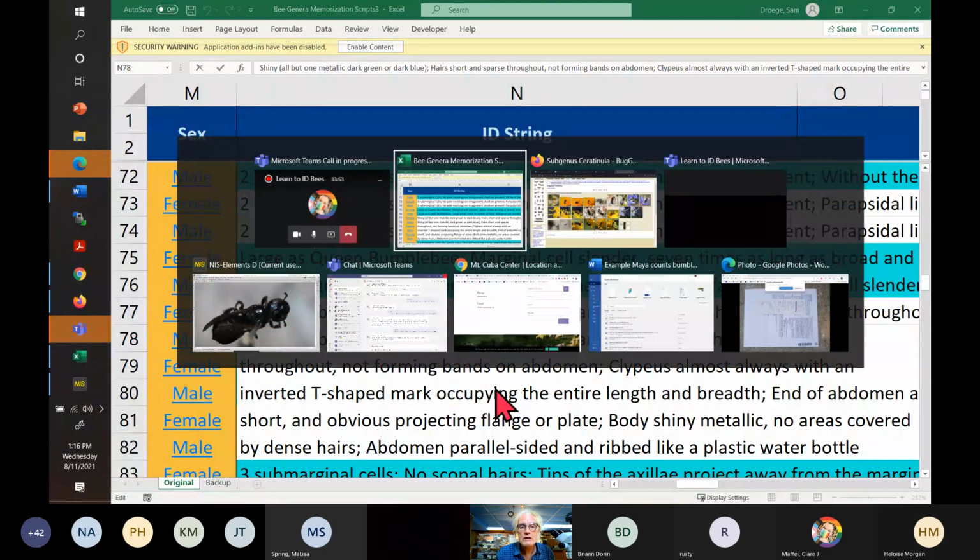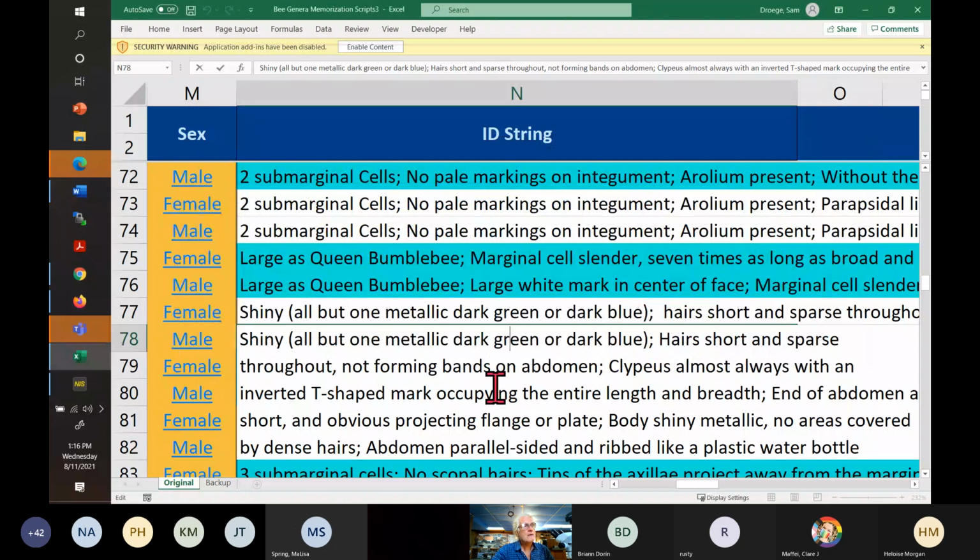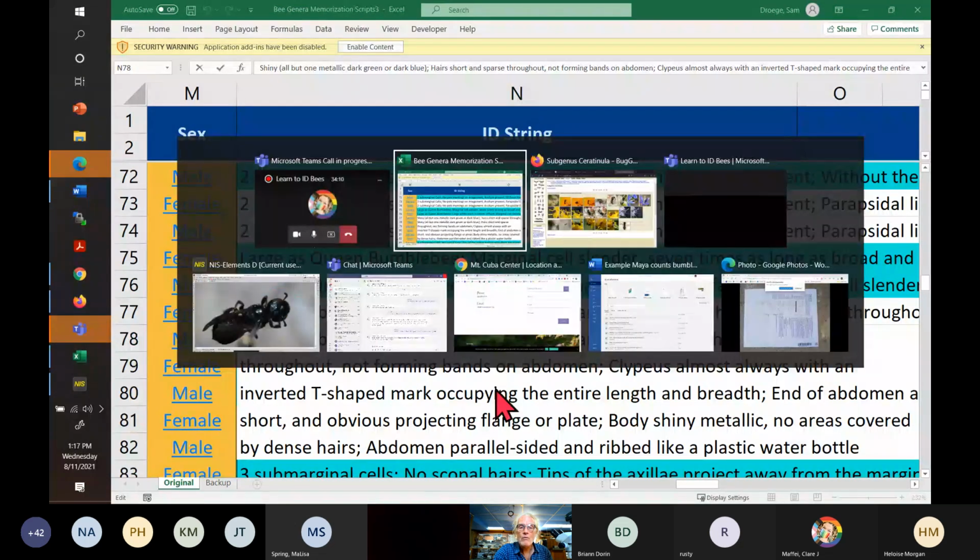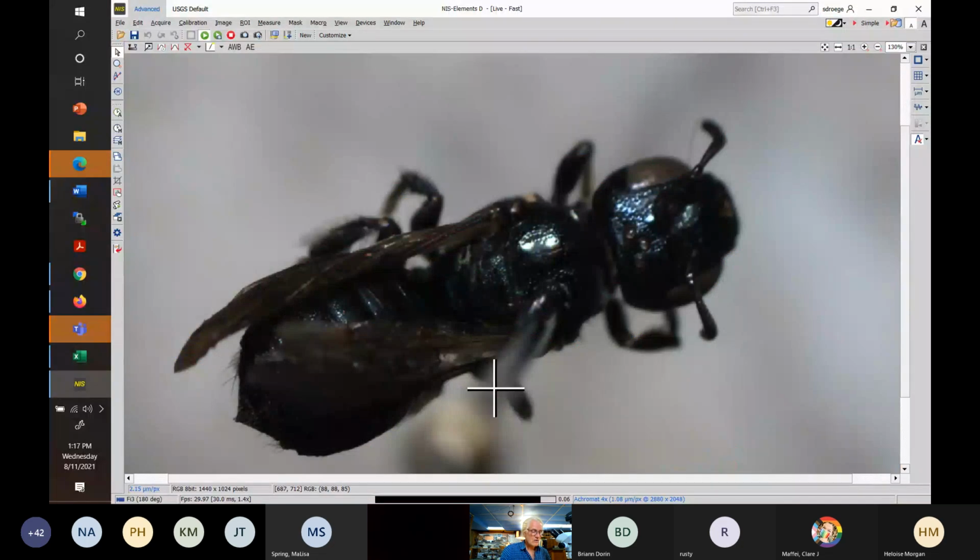So you have this particular look, so that once you learn what that is, you don't have to look up Ceratina anymore. But it is probably worthwhile going through the key to key out a few Ceratina initially. It's one of these things that can be very quickly learned. Okay, so here is a dark Ceratina.